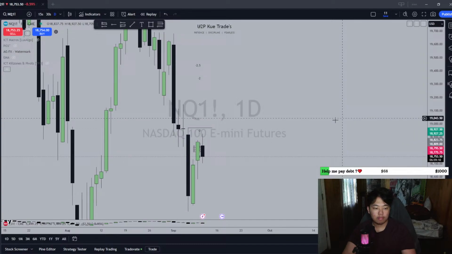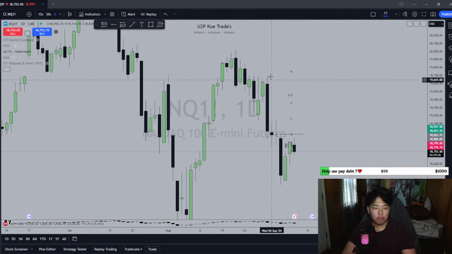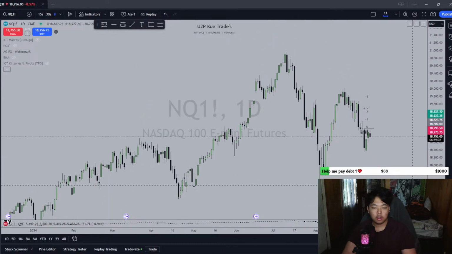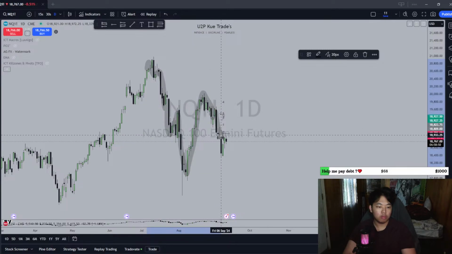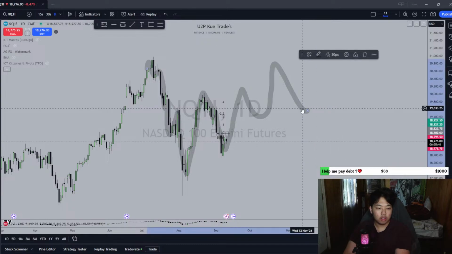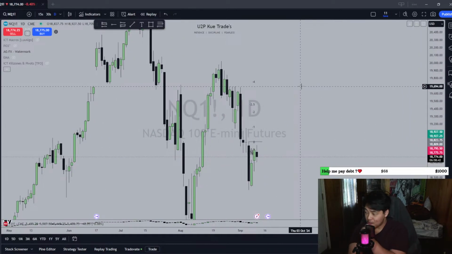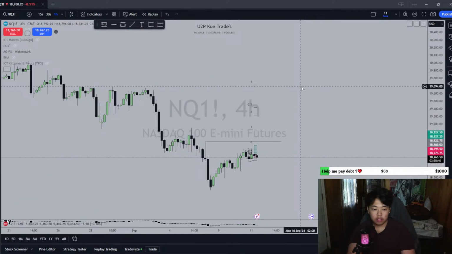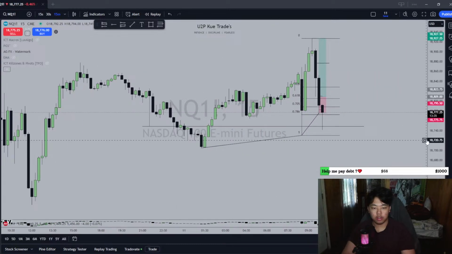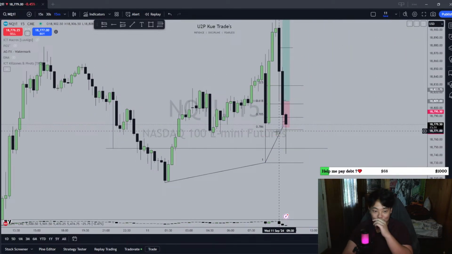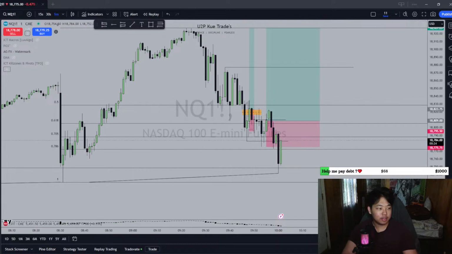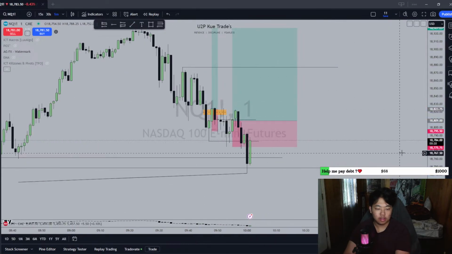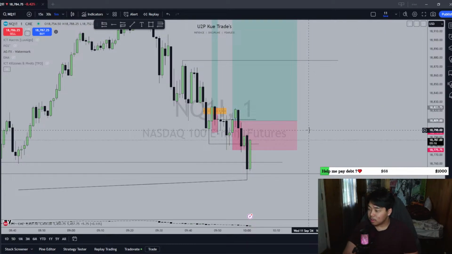Hmm. I mean, I guess the daily's bearish, but doesn't it go like this? Boom, boom, boom, boom. I still think longs are the move, low key. I still think longs are the move. Is that bad? Yes, it's bad.